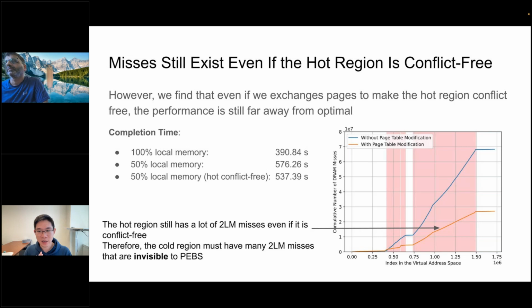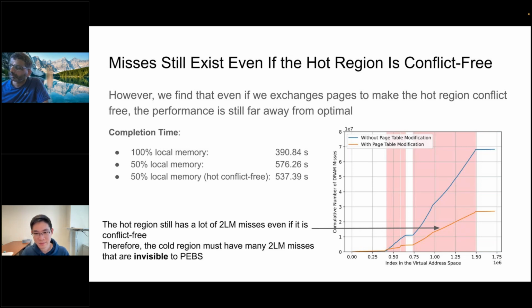If you look at the blue line, almost all the 2LM misses happen in the hot region, among the hot pages. So ideally, if we make the hot region conflict free, we shouldn't see any 2LM misses.